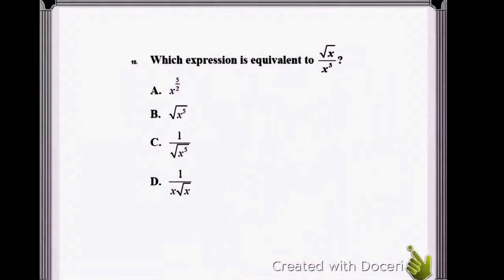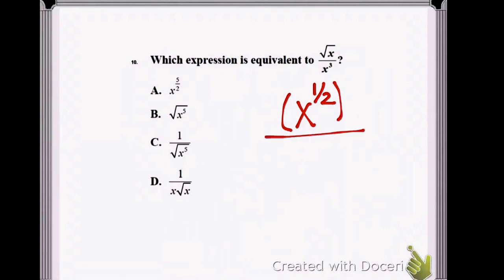Which expression is equivalent to the square root of x over x cubed? So again, you want to write that without radicals in the same form. So I'll rewrite the square root of x to be x to the 1/2 power over x to the 3rd power. So that tells me to simplify it.